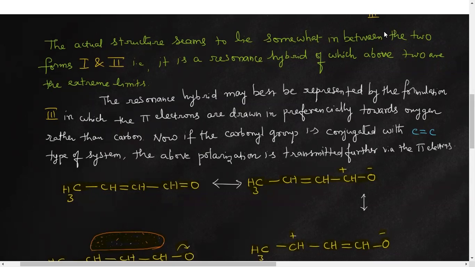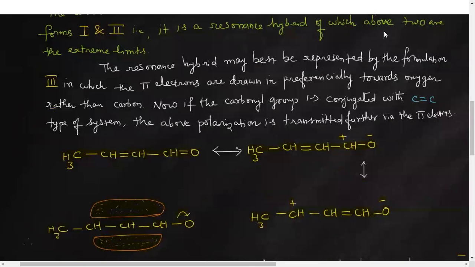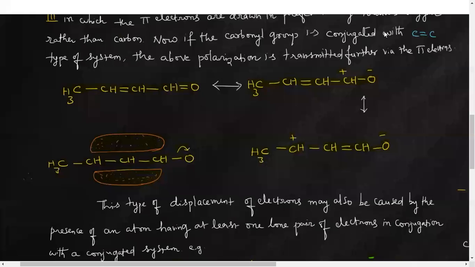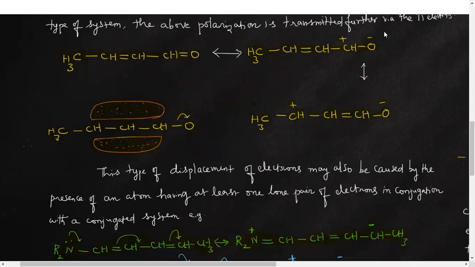And once the shift is observed, this phenomenon makes the carbon positive in the carbonyl group and oxygen negative in the first structure. And in the other structure, once the electronic transfer has taken place, there will be a positive charge on the other carbon in the carbon chain, not the carbon attached to the oxygen. So that was noticed. This type of displacement of electrons may also be caused by the presence of an atom having at least one lone pair of electrons in conjugation with the conjugated system.